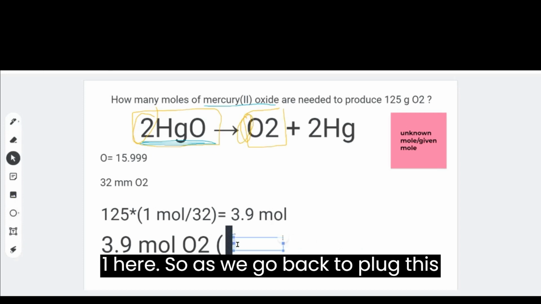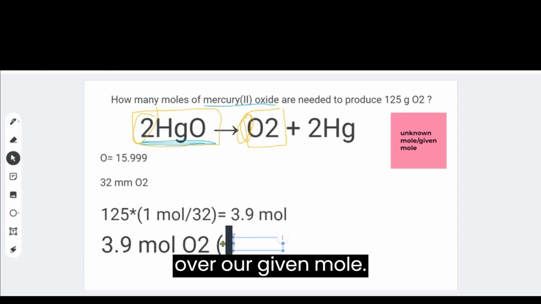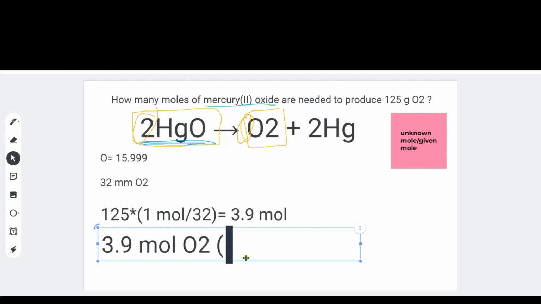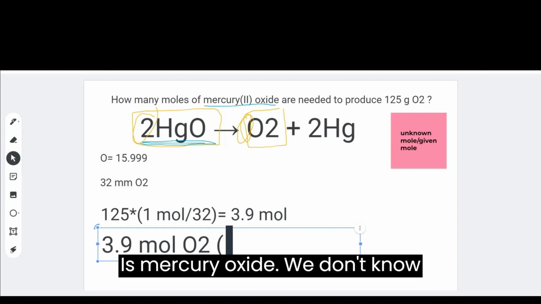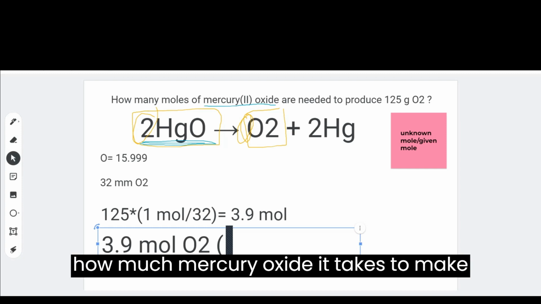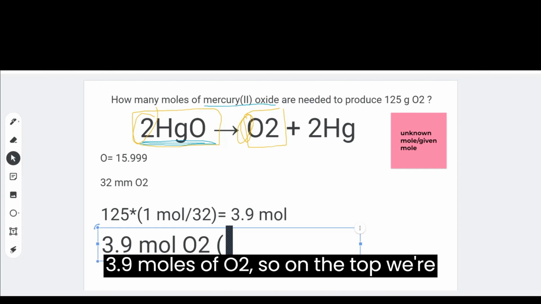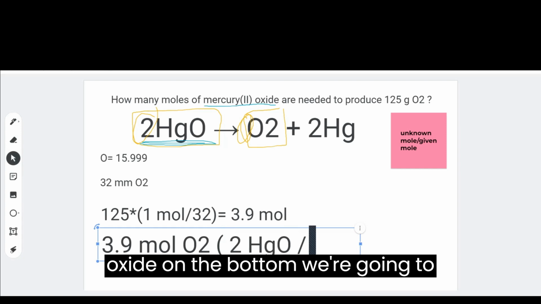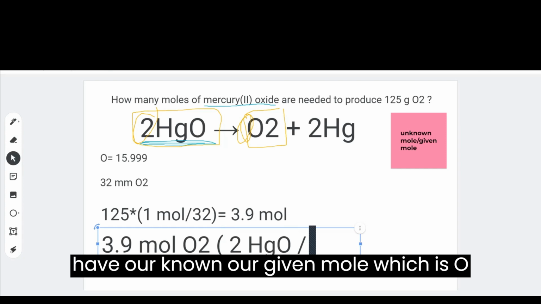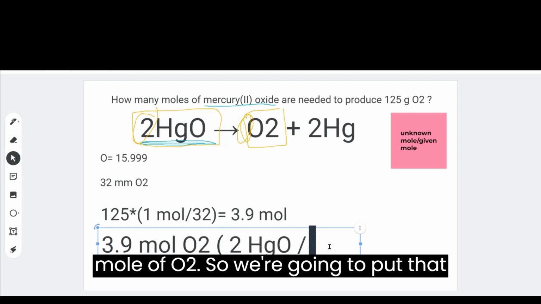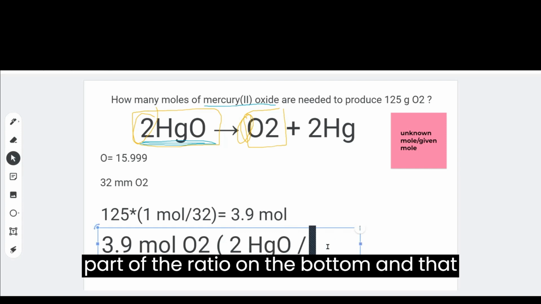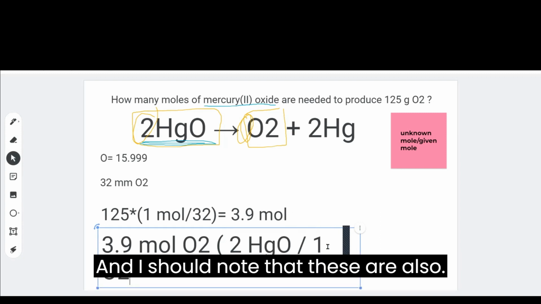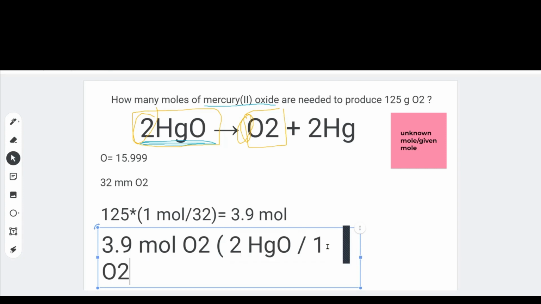So as we go back to plug this in, we're going to put our unknown mole over our given mole. Our unknown is mercury oxide. We don't know how much mercury oxide it takes to make 3.9 moles of O2. So on the top, we're going to have 2 moles of mercury oxide. On the bottom, we're going to have our known, our given mole, which is O2. We know we want to end up with 3.9 mole of O2. So we're going to put that part of the ratio on the bottom and that is just 1. And I should note that these are also in mole.